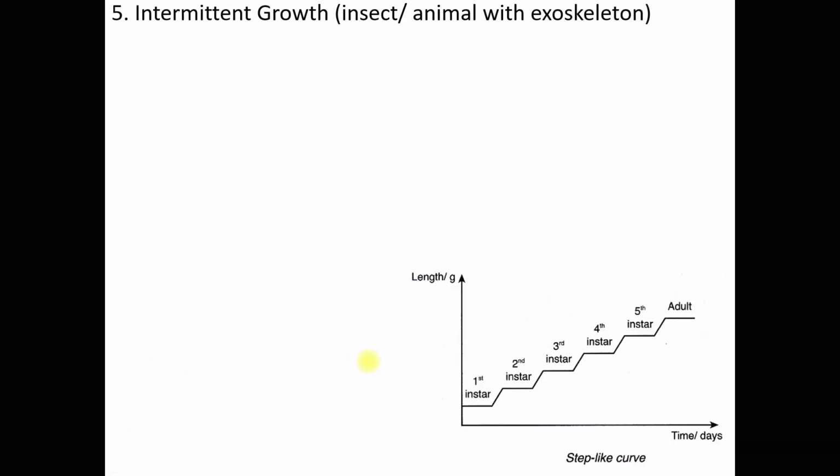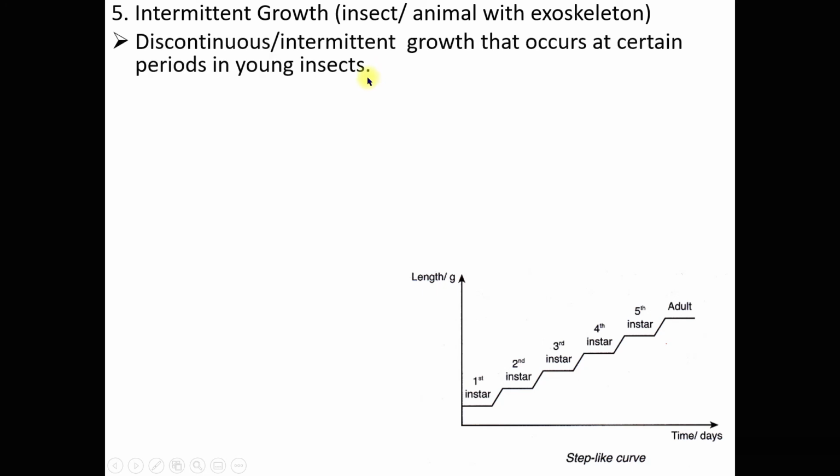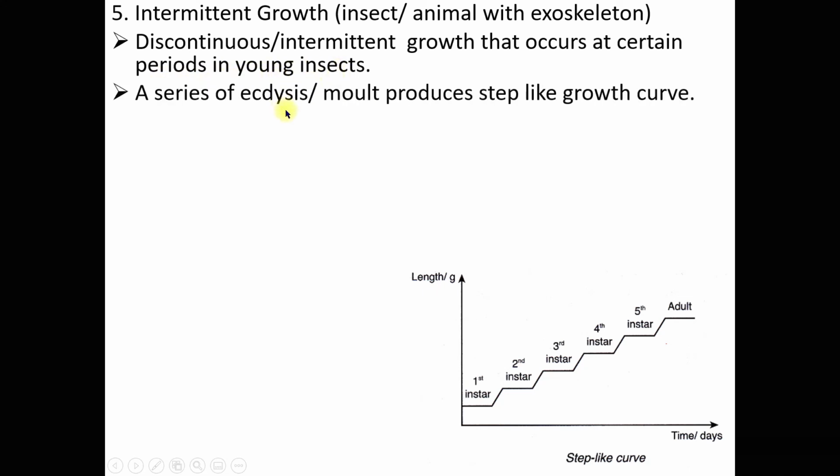And then we have intermittent growth, which is usually shown by insects or animals with an exoskeleton. Intermittent means discontinuous. So the intermittent growth pattern means discontinuous growth that occurs at certain periods in young insects. So in the intermittent growth pattern, what happens? A series of ecdysis or molts will produce step-like growth. So you can see a step-like growth.